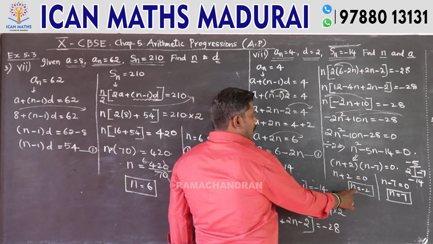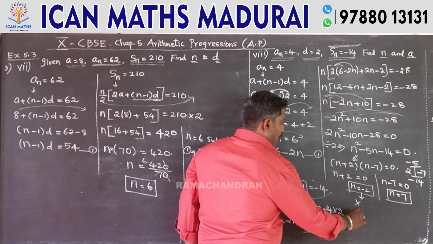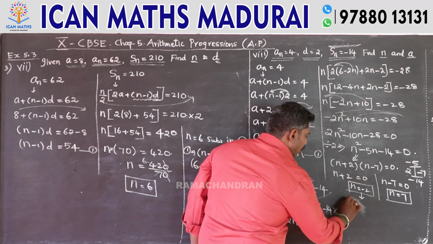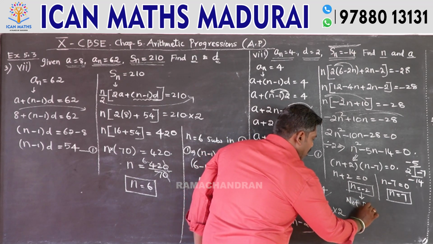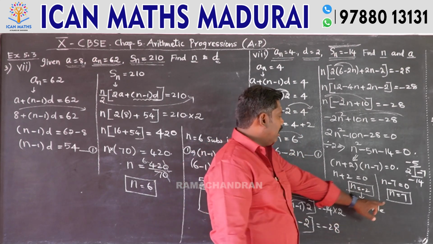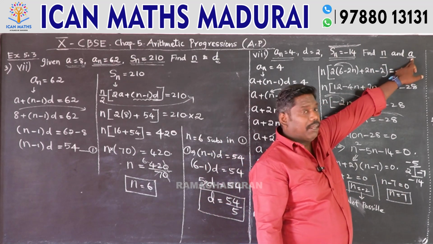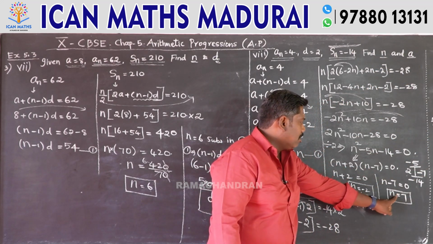So the negative value, n is equal to minus 2, is not possible, because n is negative here. So this is not possible. So the value of n is equal to 7. The question is to find n and a. Okay, the n value is equal to 7.